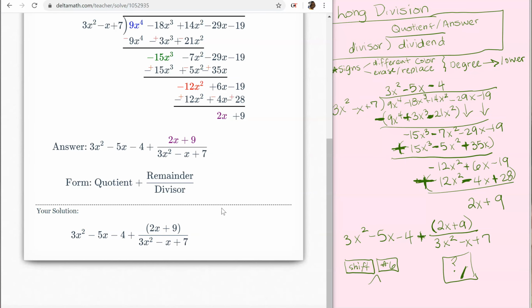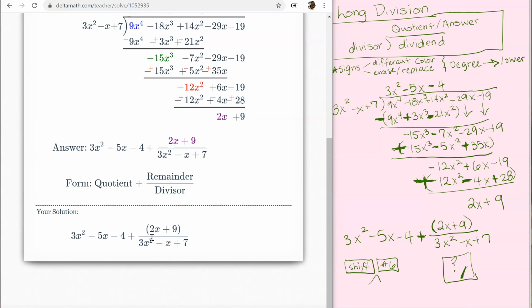All right, you want to put your remainder in parentheses because then you can put the whole divisor under that binomial that you have as your remainder.